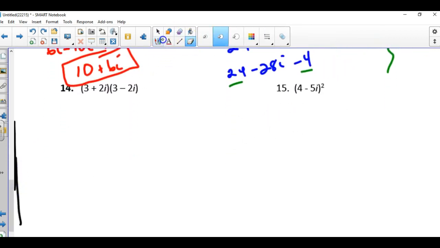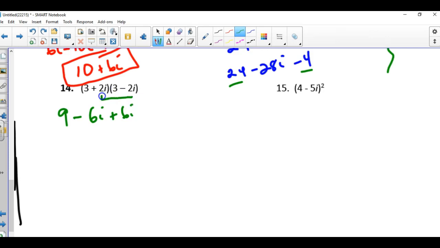Next, right here we're going to FOIL again. First, 3 times 3 is 9. Outer, 3 and negative 2i is going to be negative 6i. Inner, which is 2i times 3, is going to be positive 6i. And last, 2i and negative 2i gives us a negative 4i squared.